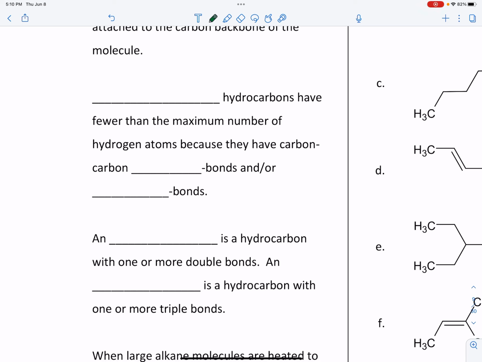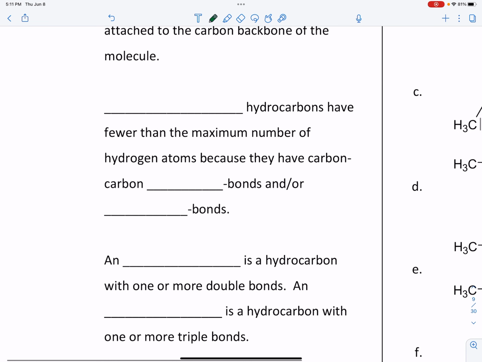Well, in today's video, we're going to talk about molecules that don't just have single bonds between carbon atoms. Instead of being saturated, these are going to be called unsaturated because they're going to have fewer than the maximum amount of hydrogen atoms. They're going to have carbon-carbon double bonds and carbon-carbon triple bonds.